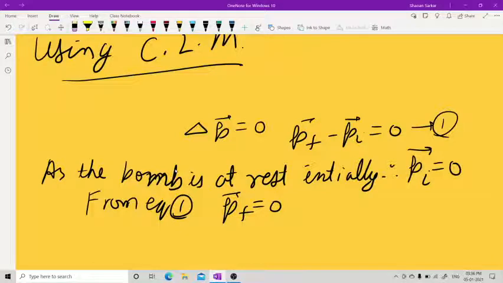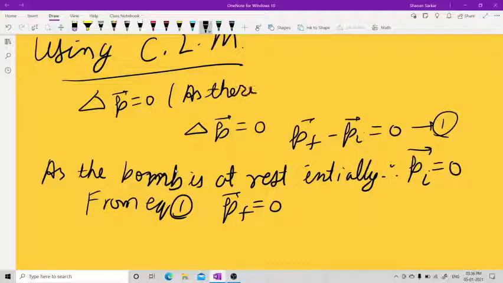Now delta P is 0 as there is no external force.